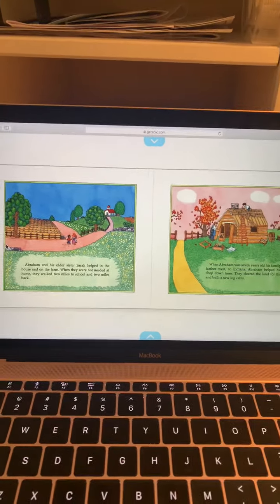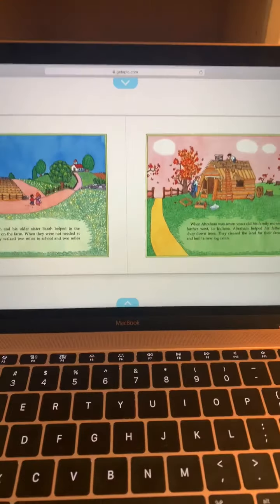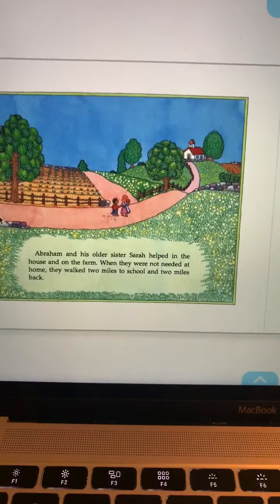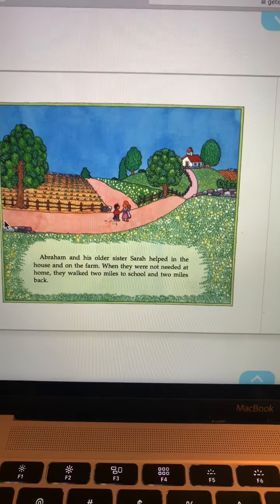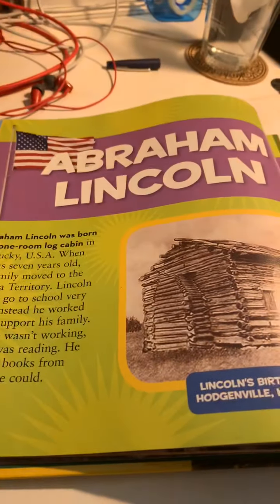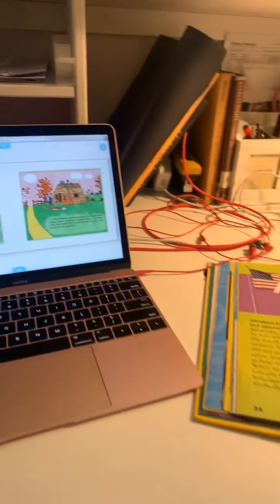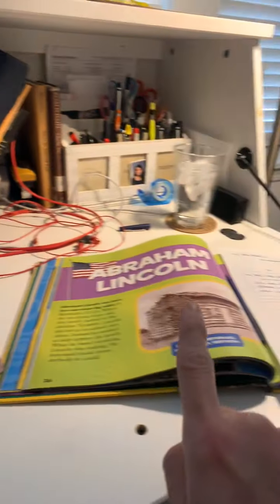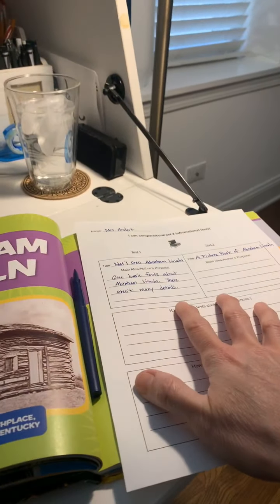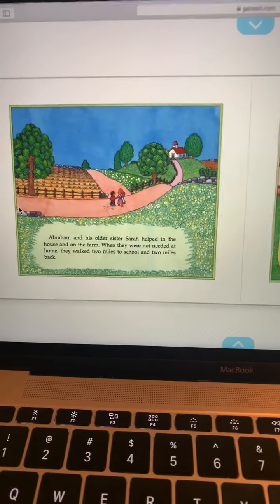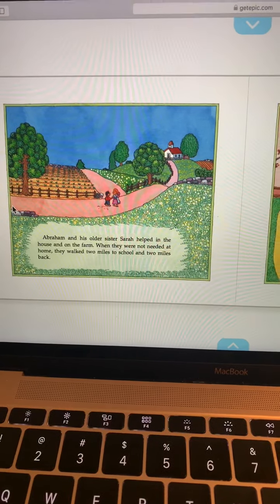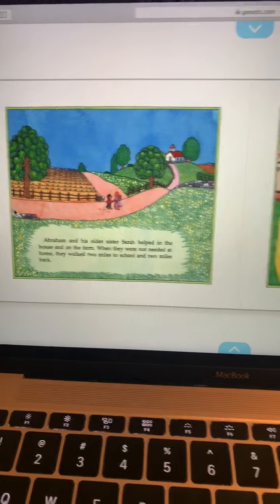Okay, sorry. So I had to fix the computer. So we're going to go back to this. You can see here, we're getting some more details. His older sister wasn't in this one. Notice also how I have the two texts sitting next to each other with my graphic organizer here. So I've got all the information I need right together. So we hear about Sarah, and that they had to walk 2 miles to school.